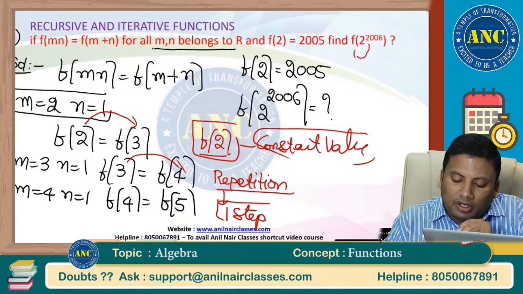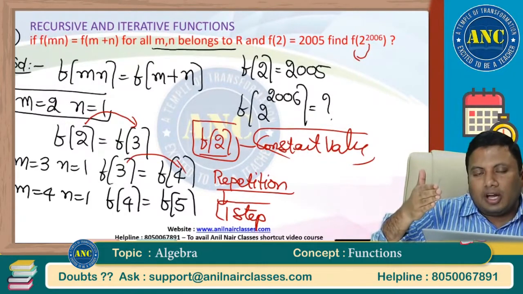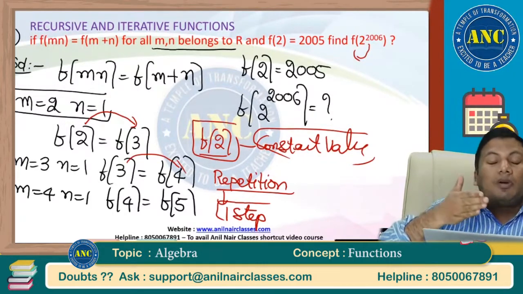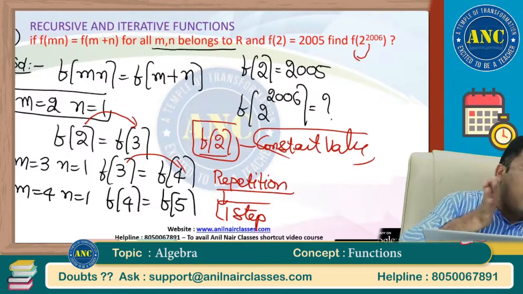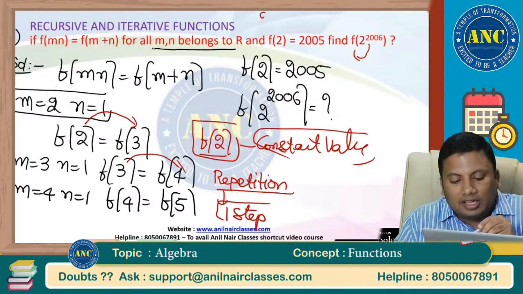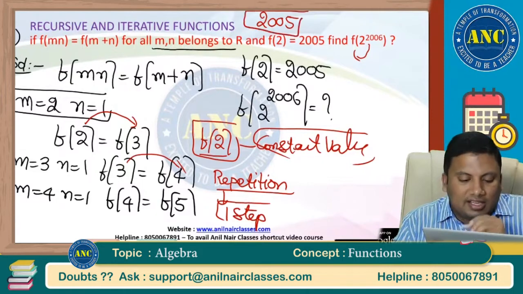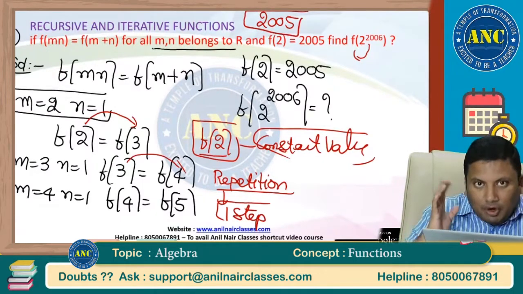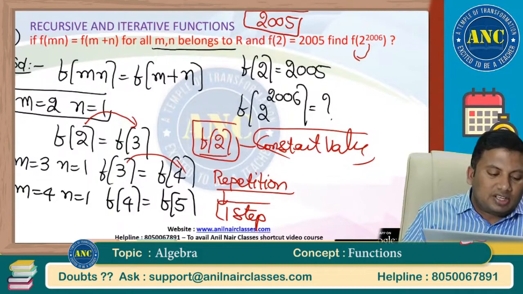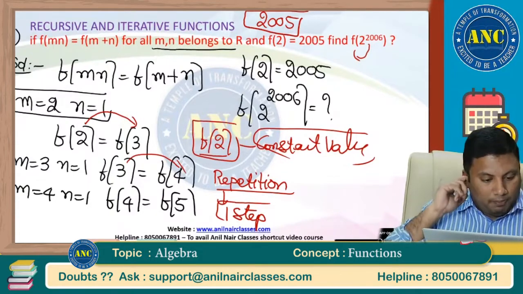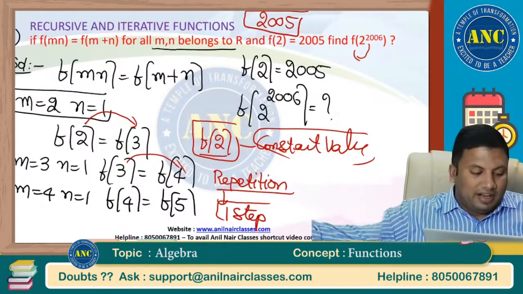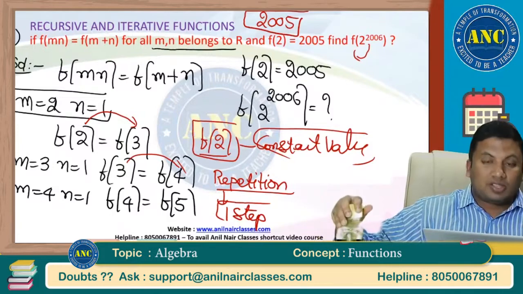F of 2 power 2006, being a natural number, will all be equivalent to f of 2. The answer for this question is 2005. Very, very easy question. If you understand how to apply recursive and iterative functions, these problems will be very, very easy. I hope the first problem is very easy.